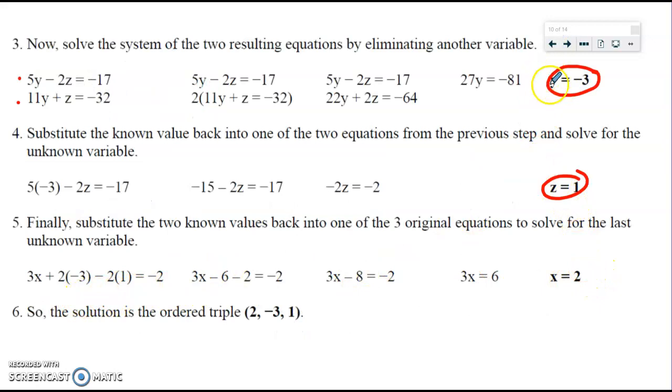All right, so that's just a long way of doing it. This is just a worked out solution. So let's try one ourselves, okay?